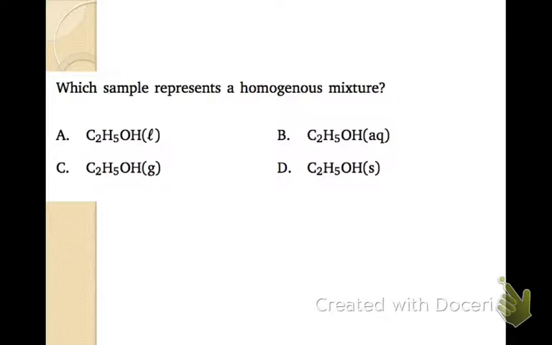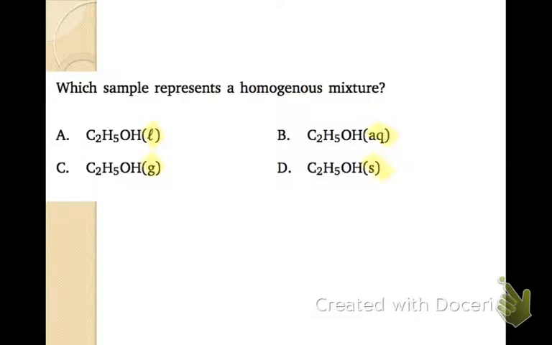So here's just a quick multiple choice question. Which sample represents a homogeneous mixture? For a homogeneous mixture, we want to find something that has more than one compound in there. For A, we have C2H5OH. That is just one compound, and it's a liquid. In fact, if you look at all of these, A, B, C, and D, they're all the same compound, C2H5OH. So here you have to cue in on the states of matter. We have liquid, aqueous, gas, and solid.